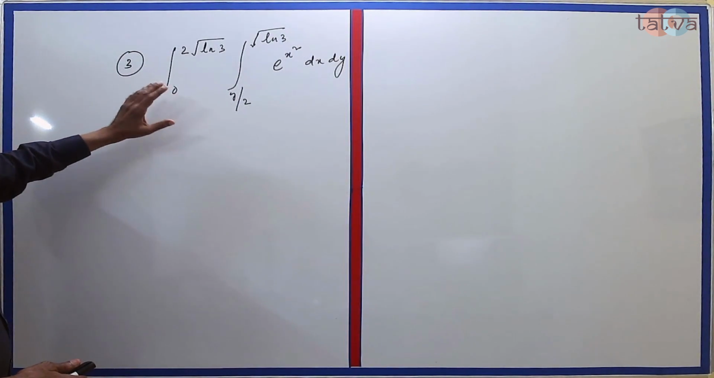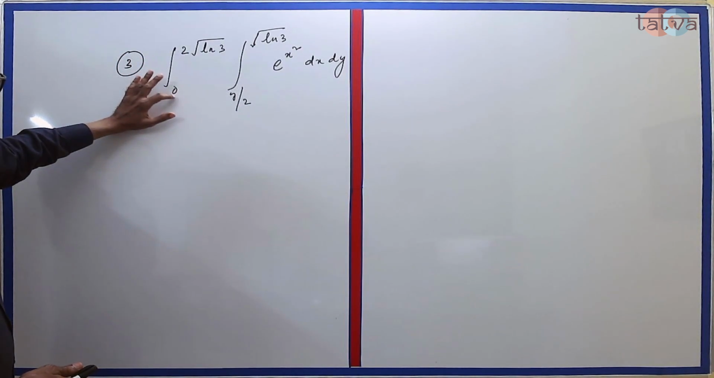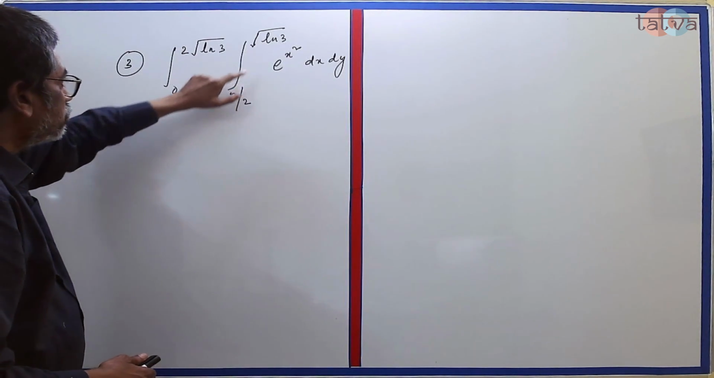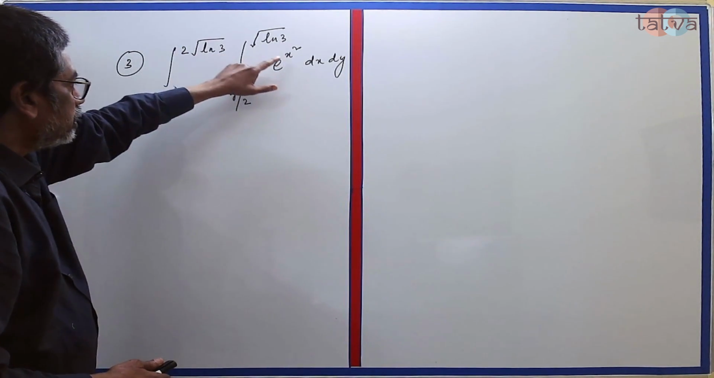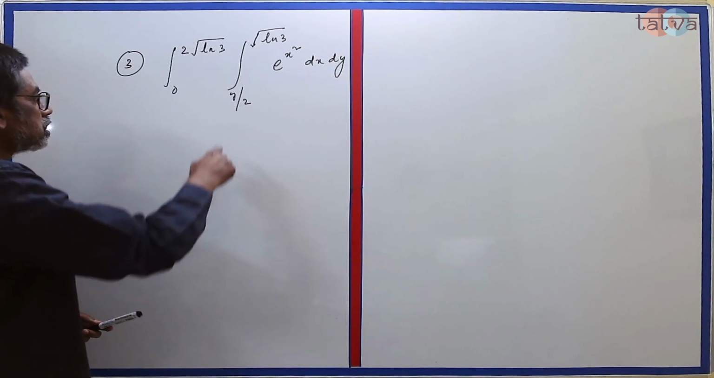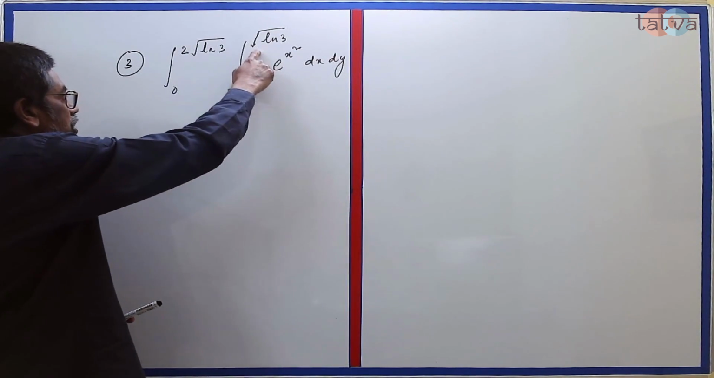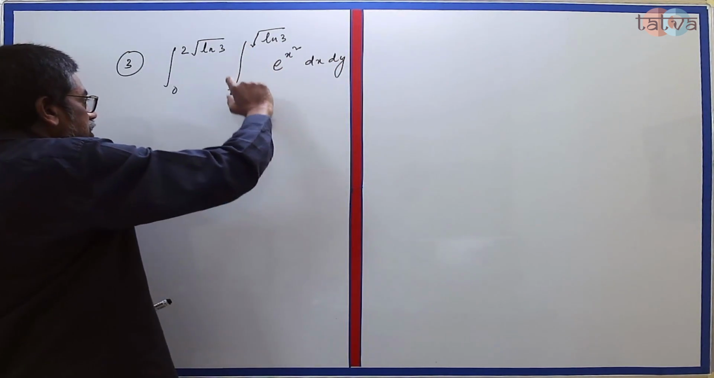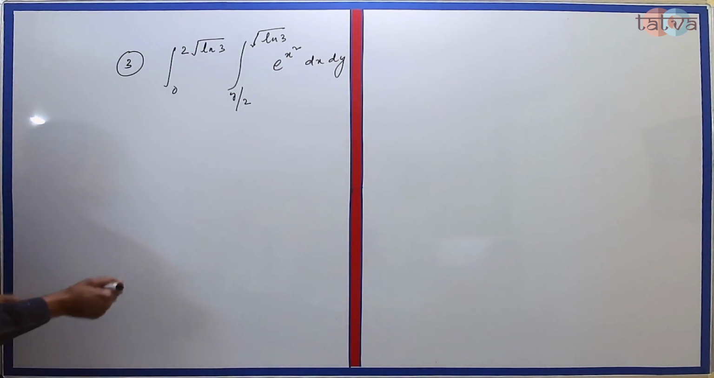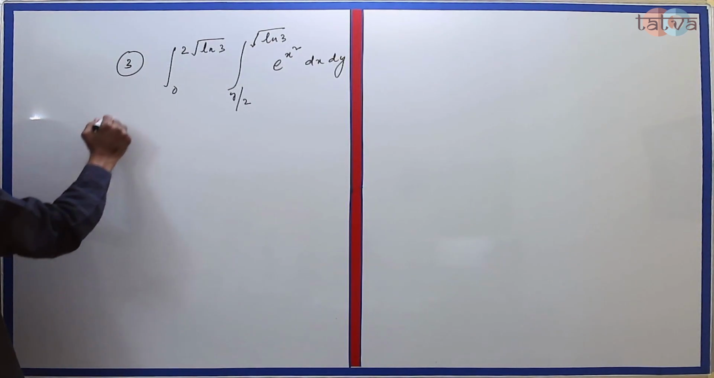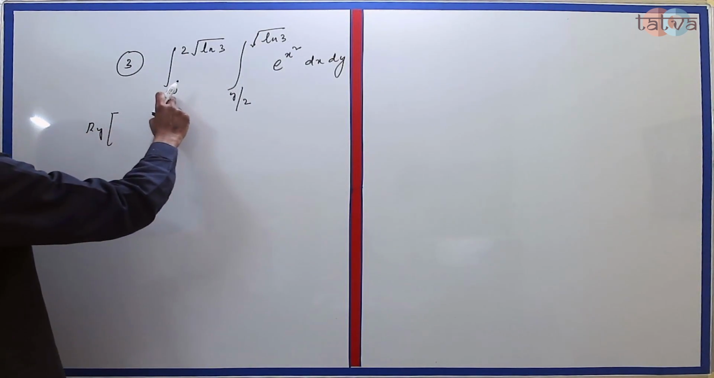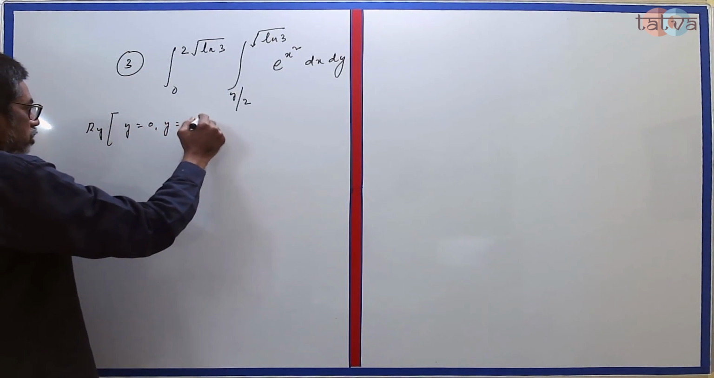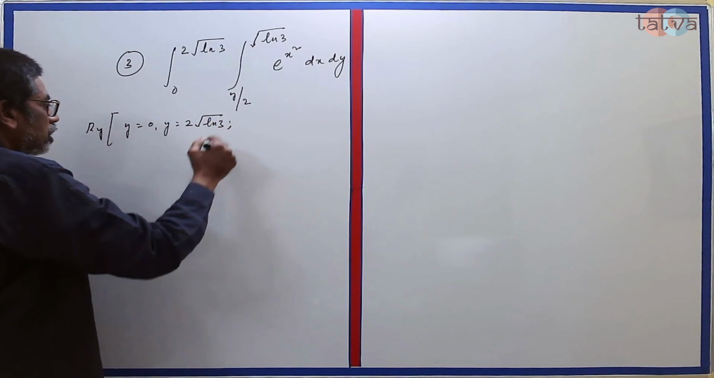Integration of some variable from 0 to 2 log root 3. It's a natural log. Then y by 2 to square root of log 3, e power x square dx dy. Study the inner limits, they are functions of y. So the order dx dy is okay, which means that these limits correspond to an Ry region. So these should be y limits. y is equal to 0 to y is equal to twice square root of log 3. These are the x limits.